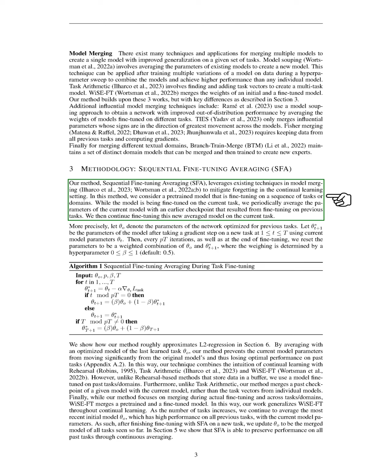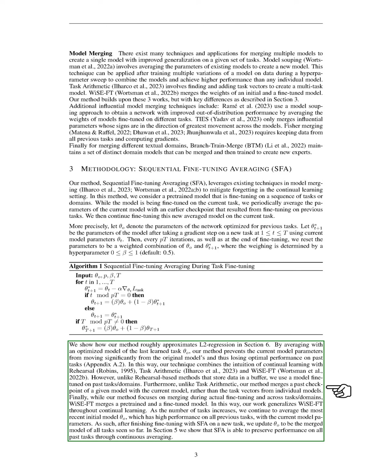Every certain number of iterations, as well as at the end of fine-tuning, we reset the parameters to a weighted combination of theta_0 and theta_t+1, where the weight is controlled by a hyperparameter between 0 and 1, typically set to 0.5. We demonstrate that our method approximates L2 regression, helping to maintain the model's performance on past tasks by preventing significant shifts in parameters.